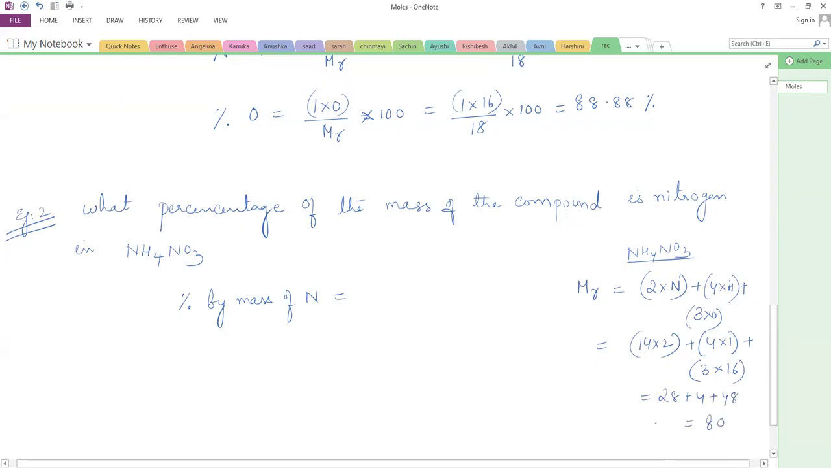So once you have found this out, mass of nitrogen in that, how many? There are only 2 nitrogens, divided by the MR of it, which is 80, into 100. So 2 into 14, which is 28, divided by 80 into 100, which is equal to 35%. See, this is how you find out percentage by mass of a particular element.